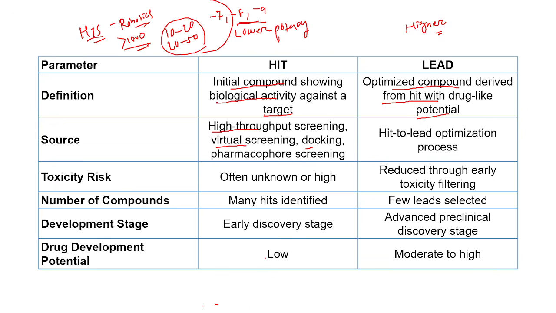If many hits are identified, this is the early developmental stage, because in the early process we find the hits, then after all those docking analyses, we go for preclinical studies. After preclinical discovery, we find out which is our lead molecule. The drug development potential of a hit is very low, while that of a lead is high. So I have discussed the hit and lead molecule in brief.